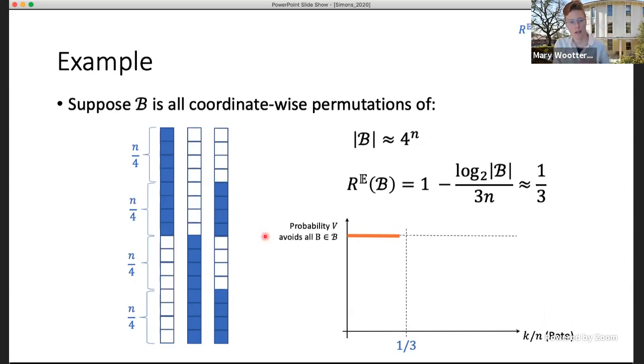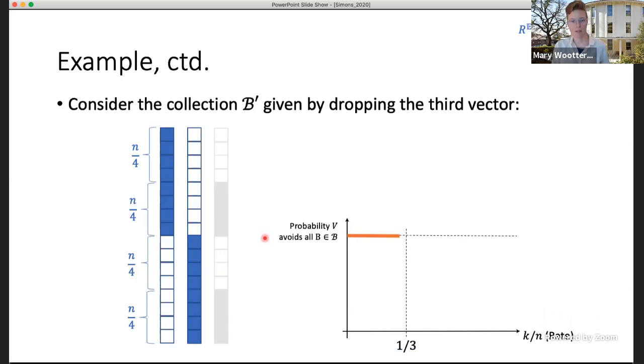Okay, now consider what happens when I just ignore this third vector. So I'm going to look at a different collection of bad sets. This collection is going to be curly B prime. That's just given by dropping the third vector, right? So I'm saying my new bad collection is all pairs of vectors that have n over 2 of the coordinates looking like 1, 0, and the other n over 2 looking like 0, 1, scrambled up in some order.